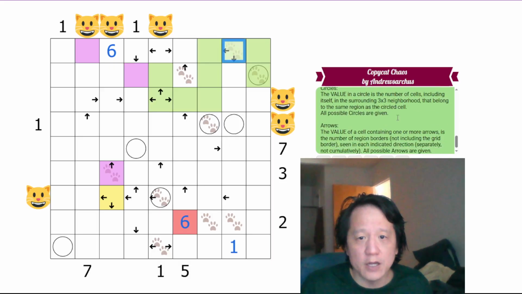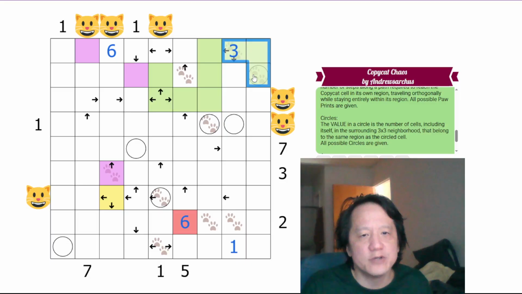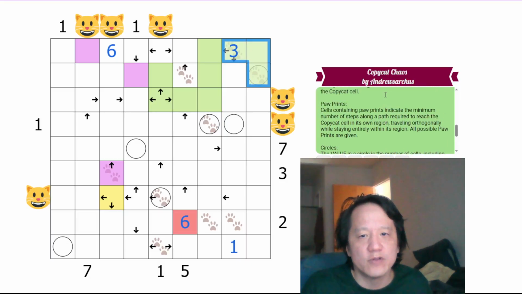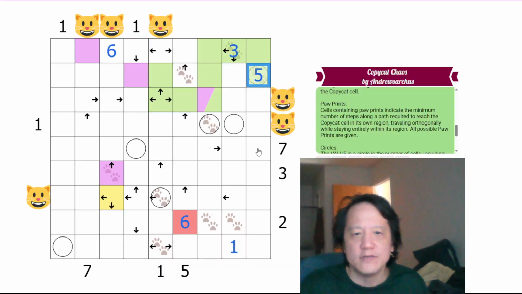So say this was a 3. That means 3 away, traveling orthogonally, would have to be where the copycat cell is. You cannot go 3 this way, so it would be 1, 2, 3 going that way. So this would be the copycat cell. And then this is a paw print too. To get to the copycat cell here, it'd be 1, 2, 3, 4, 5 steps. So then this would have to be 5 if that were the case.